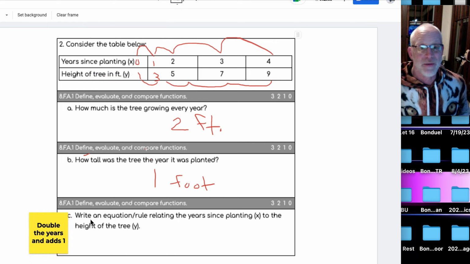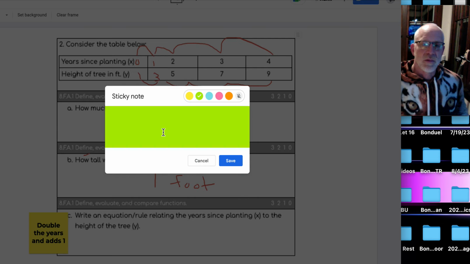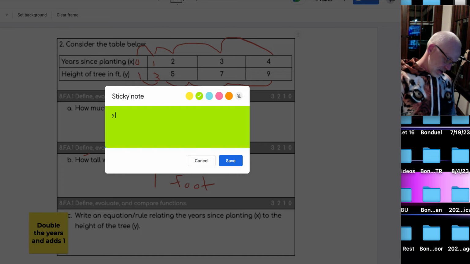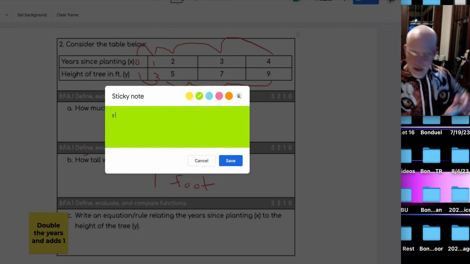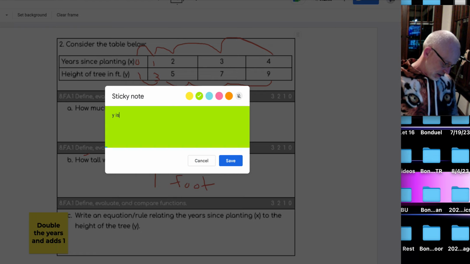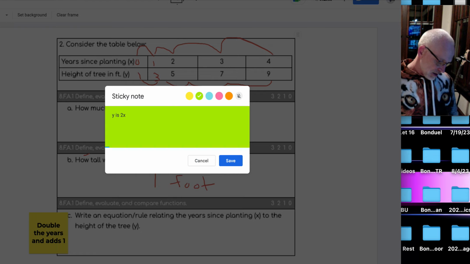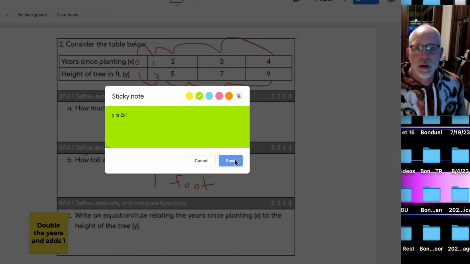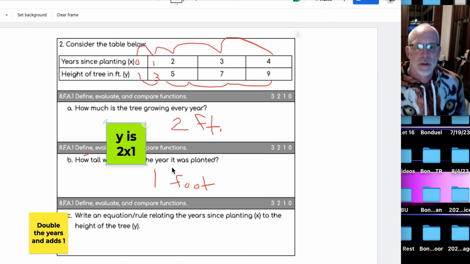And then the other one we could do is you could actually make an equation with y equals mx plus b, or y, and again, I can't do equals on this thing, is 2 times x plus 1. Okay? So either one of those.